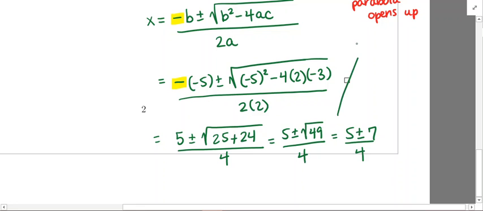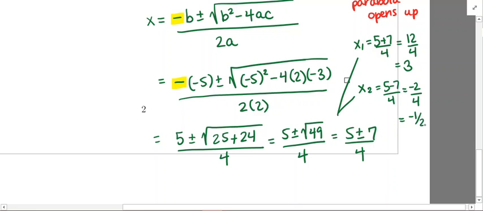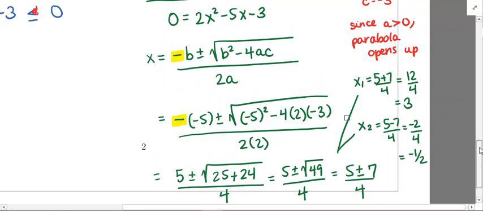Okay, so our first x-intercept, we're going to choose the plus sign in the middle. So 5 plus 7 over 4, that's going to be 12 over 4. That's going to be 3. Okay, and then the other x-intercept you're going to get by choosing the minus sign in the middle. So that's going to be 5 minus 7 over 4. So -2 over 4, which is -1/2 or -0.5, however you want to look at it. Okay, all right, so we've got our x-intercepts and we've got the fact that this parabola opens upward.